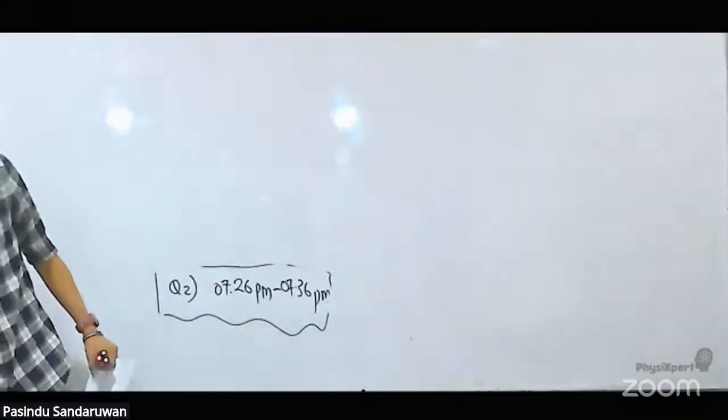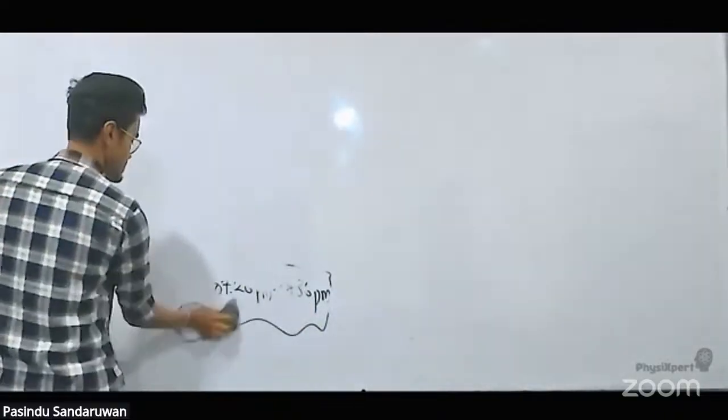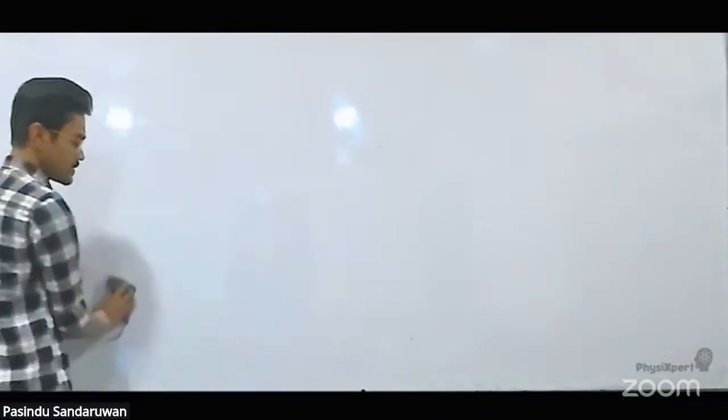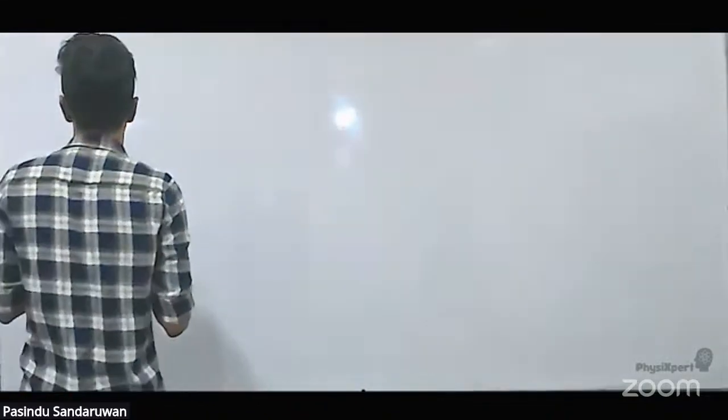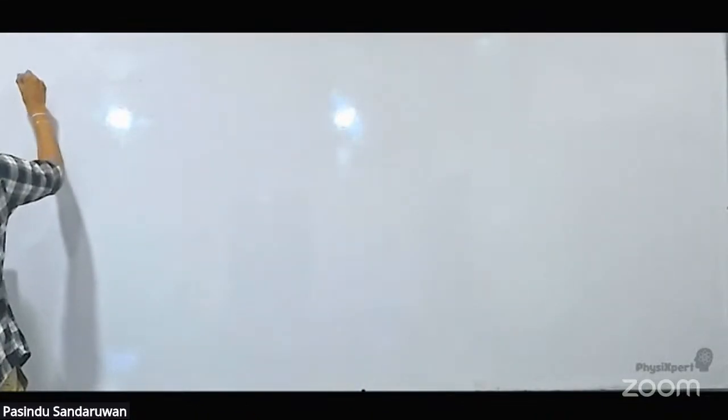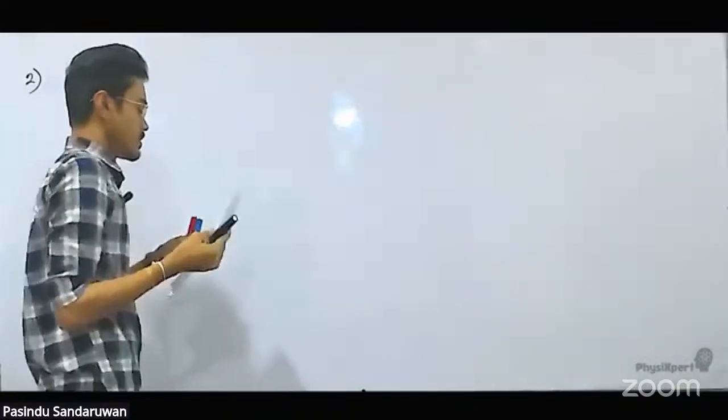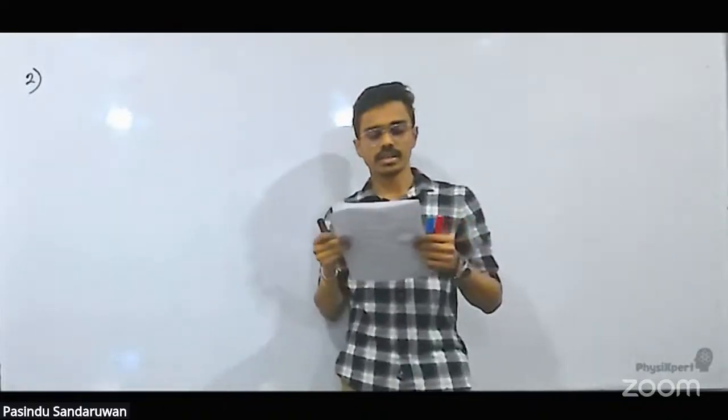Right, we'll start. Question 2. The spirometer used to measure the thickness of a glass plate is shown in the figure. The circular scale is divided into 50 divisions and the linear scale advances by 0.5 millimeters when the circular scale completes one full rotation. Right.